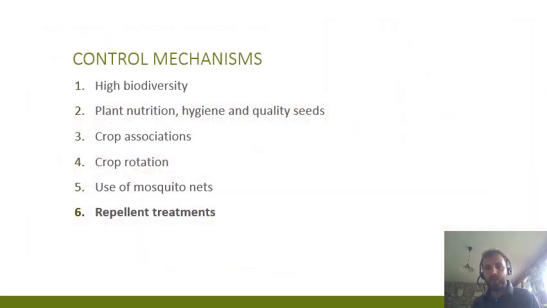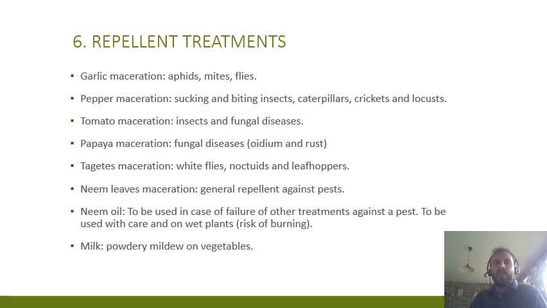And then to finish, if you have taken all these preventive measures that I've mentioned, and you still see that pests are coming, you can use repellent treatments. These are so-called biopesticides, but they're not really pesticides. They are really more repellents because they usually don't kill anything, but they will repel the pest out of your crop and protect it that way.